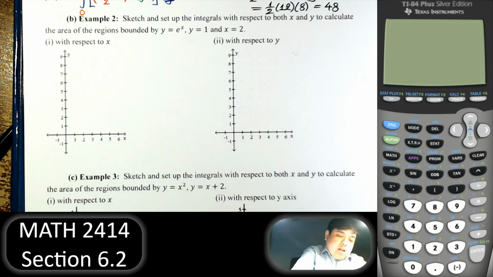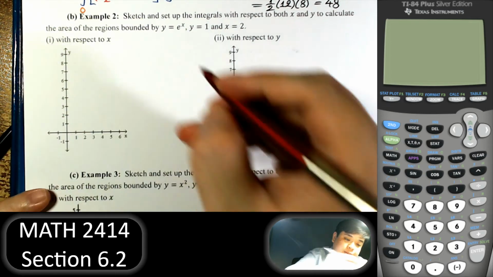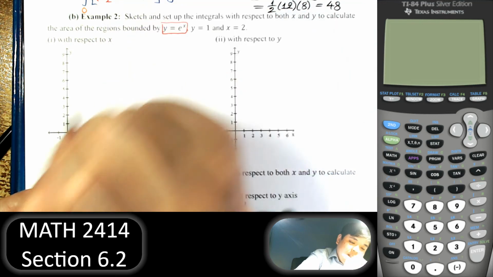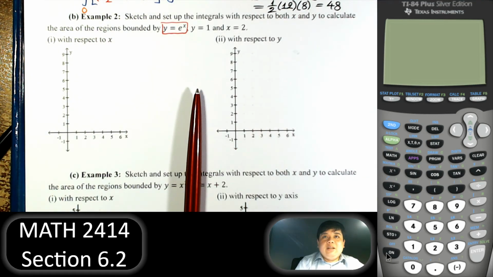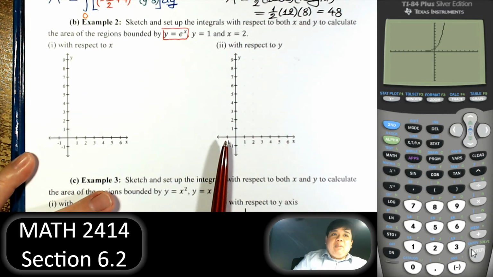Next, sketch and then set up the function, using both dx and dy. Right, so let's sketch y equal to e to the x. What's that look like? From the previous section, we know that the exponential function e to the x goes to infinity very fast. By the way, we need to go back to the standard window. Hit zoom number 6 to get to the standard window. Exponential function goes to infinity very fast. How about the table though?